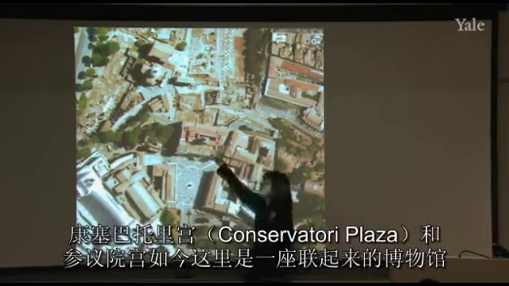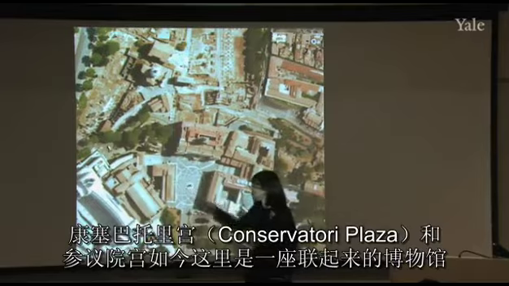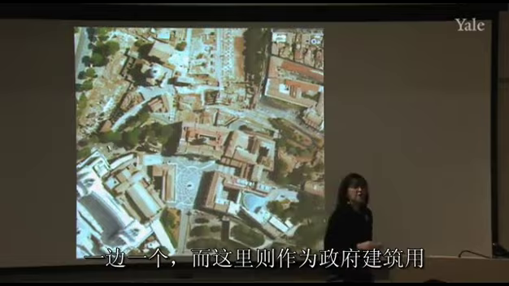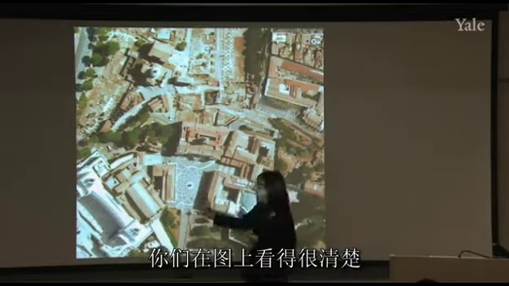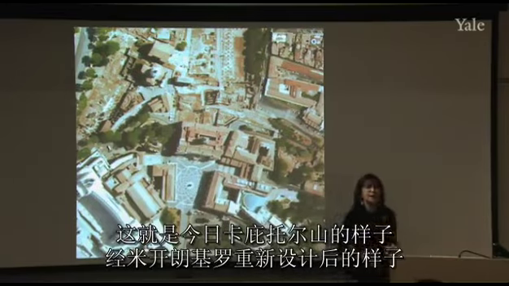And there are these three palaces also designed by Michelangelo: the Capitoline, the Conservatory, and the Senatorial Palaces, that serve today as two museums, or a joined museum, one on either side, and a governmental building in the back. And you can see that very well here. So this is the Capitoline Hill as it looks today, as redesigned by Michelangelo.